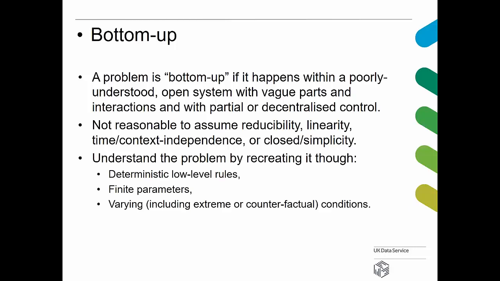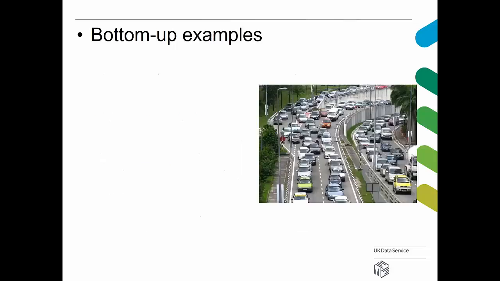So we usually do that by recreating the bottom-up problem through deterministic low-level rules, finite parameters, and varying, including extreme or counterfactual conditions. And these kinds of systems are harder to apply the classic scientific method for, because things like isolating the system and repeating the experiment lots of times don't really work if a system is not reducible or not repeatable. It's just a bit of an inherent conflict.